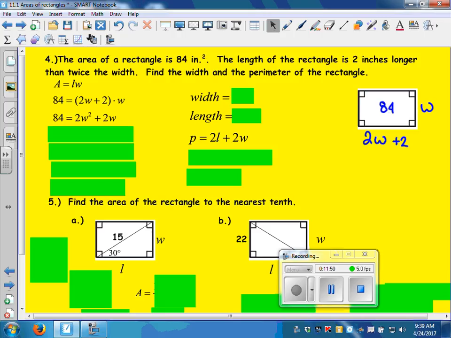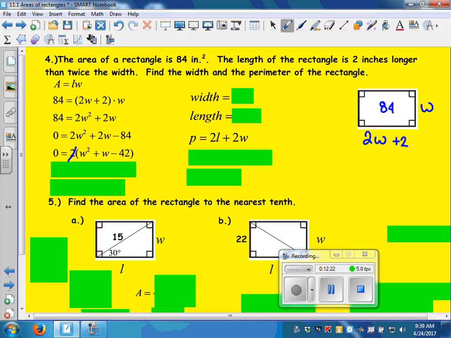Linear or quadratic? It's a quadratic, so we're going to set it equal to 0 by subtracting 84 from both sides. We are going to factor this, but I don't want to go directly to factoring into two binomials. I want to take out the greatest common factor first, which is a 2. So I have 0 equals 2, and then in parentheses W squared plus 1W minus 42. And of course, I'm going to divide both sides by 2, so it's going to go away, so I don't have to worry about that. And of course, I'm just going to factor this. That's going to be W plus 7 and W minus 6.